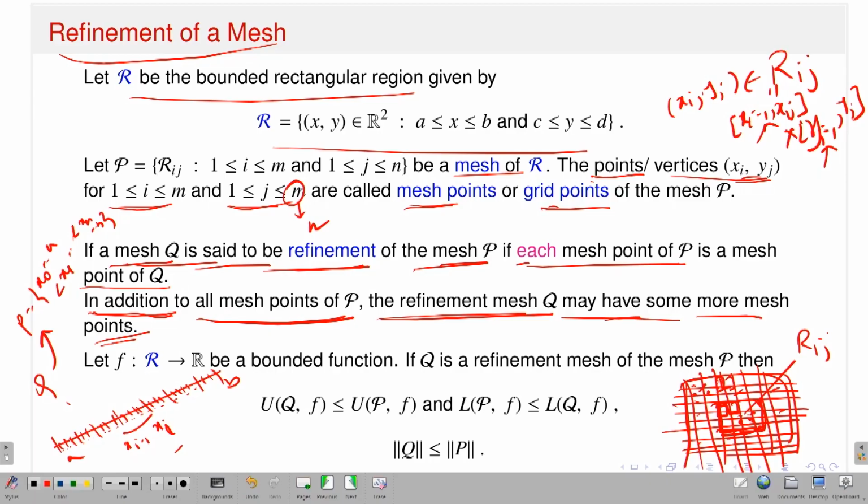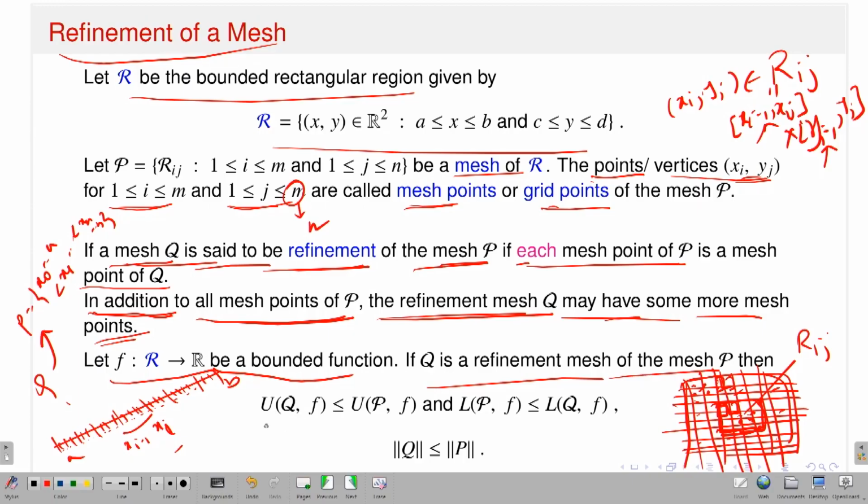This is called the final partitions of the partition P. Okay. Once I have that one, then let f be a function which is bounded. Okay. R is a bounded rectangular region. Suppose I am starting with a bounded function. If Q is a refinement mesh of the mesh P, that means if Q is a refinement of the partition P, then what will happen?